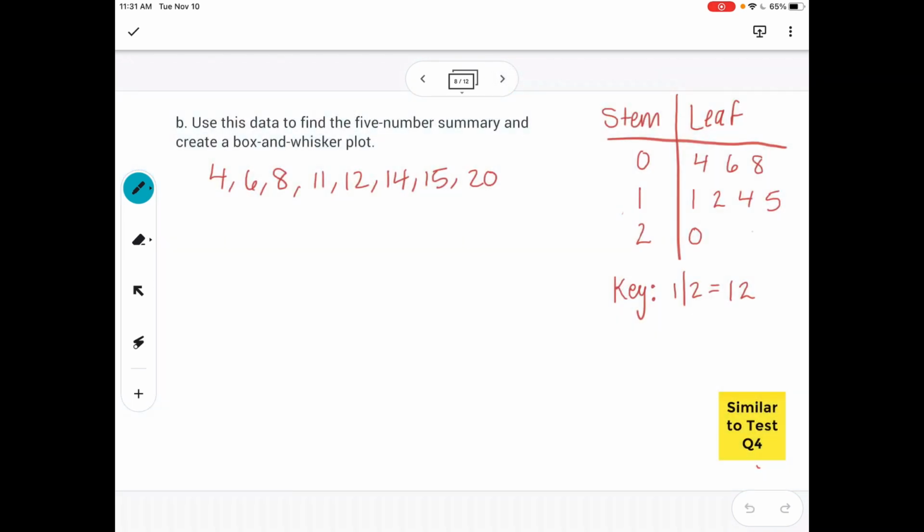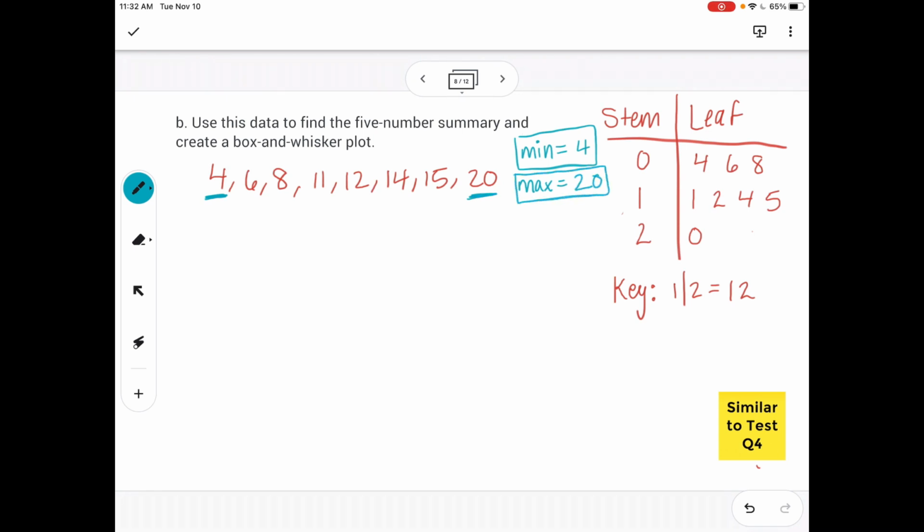So we have our data set right there in front of us with the stem and leaf plot to the right. And let's go ahead and find our 5-number summary. So let's start off with the minimum. Remember, minimum is really easy. It's just the smallest value. When your data is in order, it will just be the one on the very left. So in this case, our minimum value is 4. What about our maximum? Another really easy one. That's your biggest value. When your data is in order, it'll be on the right. So our maximum is 20.